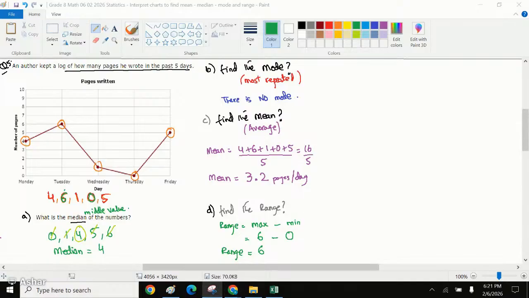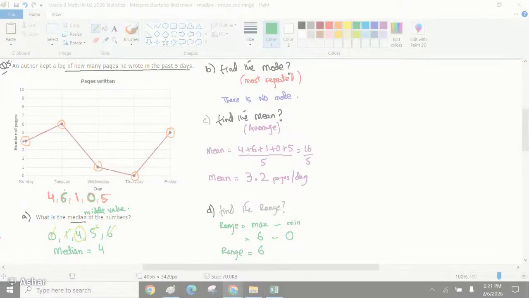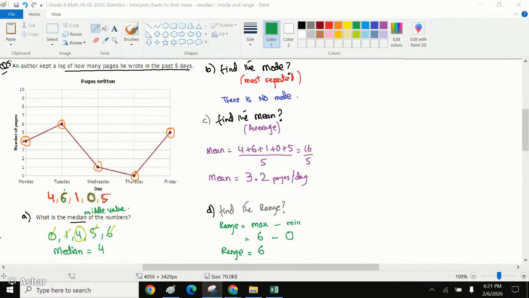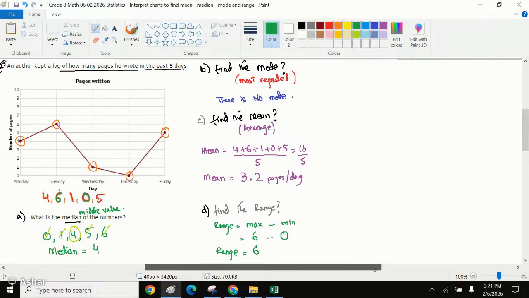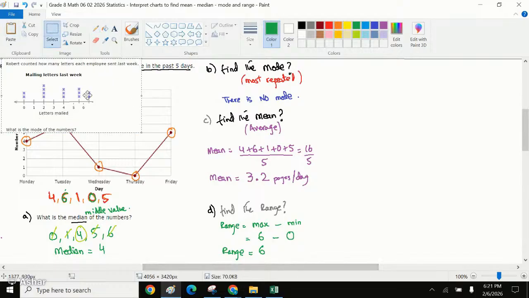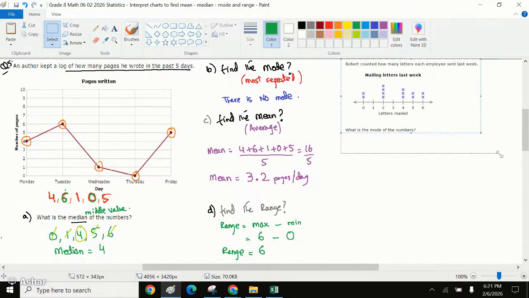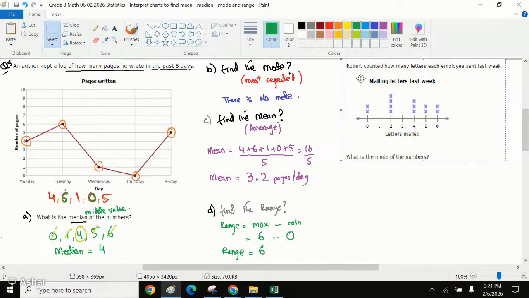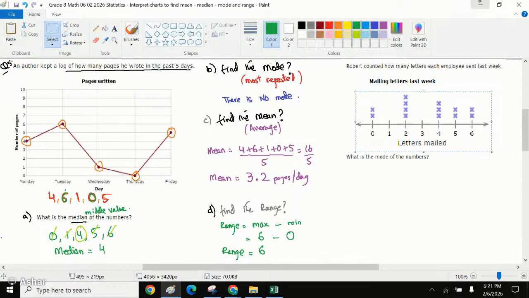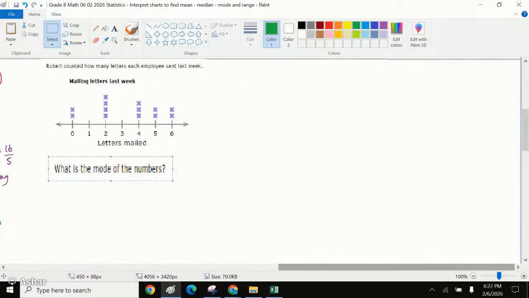Okay, let's have a look at another example. A different diagram is given to us. For the next question, we'll try to see what we can find. A line graph is given to us, and they are asking us what is the mode. So depending on the questions, the requirements can change. This is question number 6.